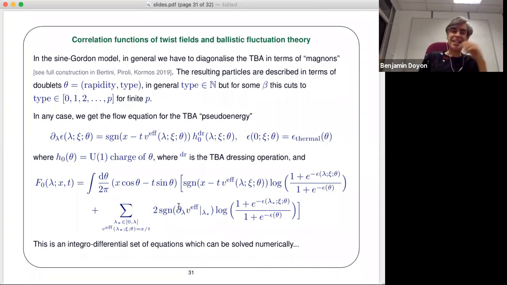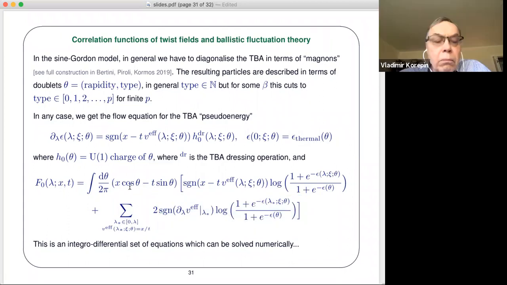instead of the real energy. And there's some extra term that's a bit complicated that depends on whether your effective velocity is equal to x over t, which is xi here, or not. So whenever it's equal, you add a term and you have to calculate this term. There's some formula. This second term is not there in the XX model because the effective velocity does not depend on the state, doesn't depend on lambda, but it is there in general, we think.